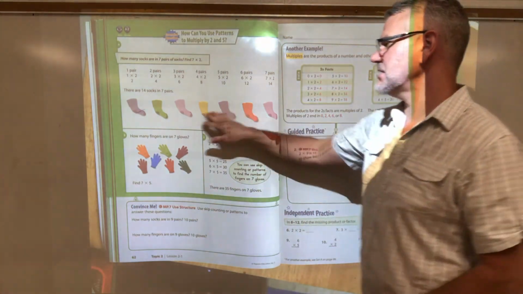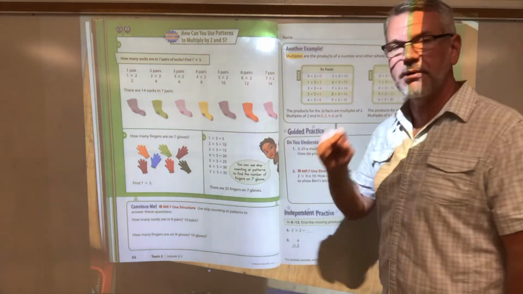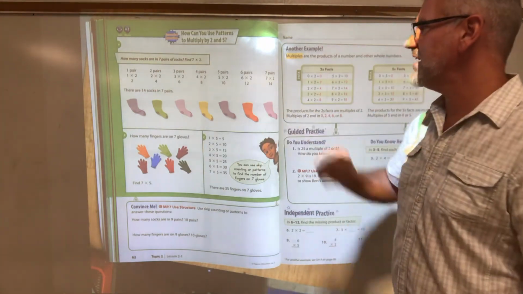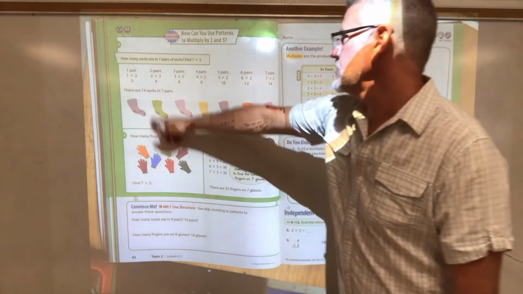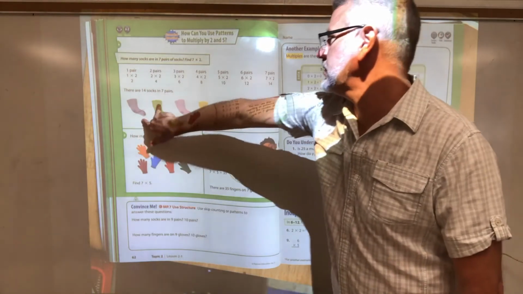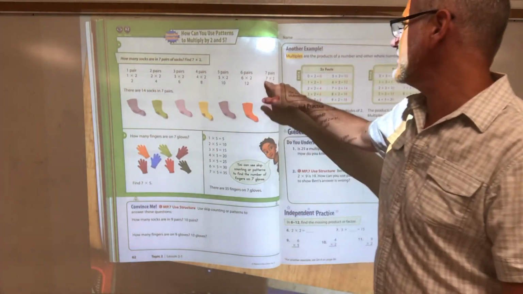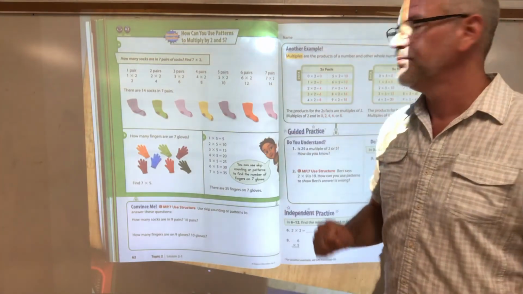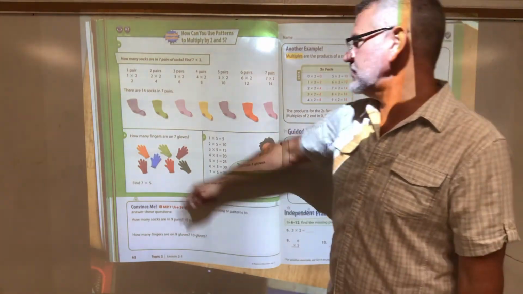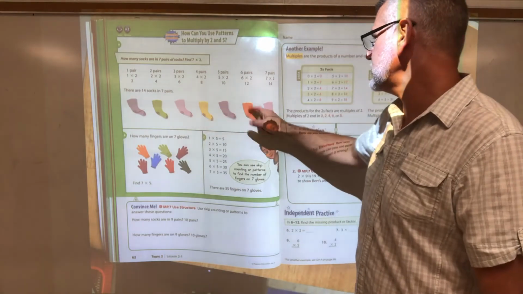On the video they talked about pairs of socks. And remember, a pair has 2. So we had 7 pair of socks. So one pair would be one group of 2. Now we got 2 groups of 2, 3 groups of 2, and on until we have 7 groups of 2. An easy way to do that is count by 2s. 2, 4, 6, 8, 10, 12, 14.